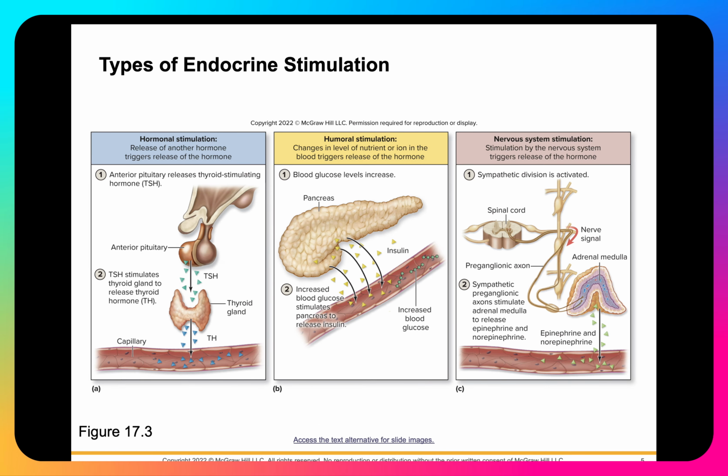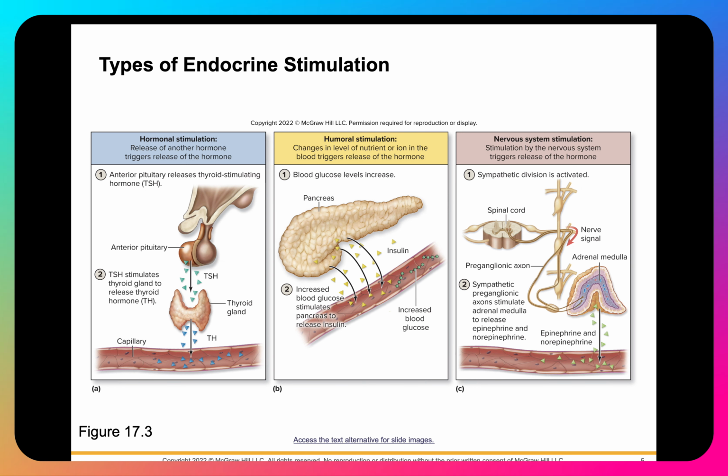Now, a really important term here is how are endocrine organs stimulated? And there are 3 different ways. The first is hormonal stimulation. You may hear this described as tropic. What's happening here is an endocrine gland is releasing a hormone, and the target is another endocrine organ and the release of another hormone.